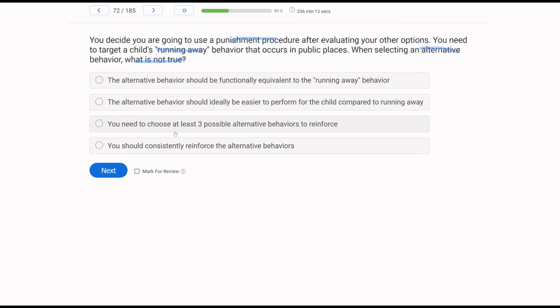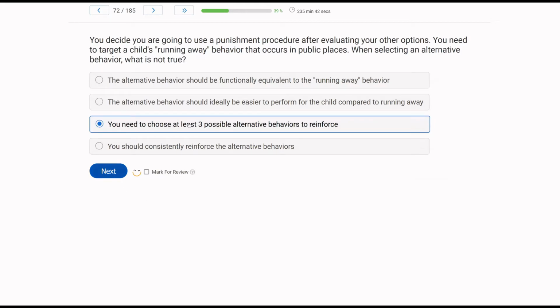C, you need to choose at least 3 possible alternative behaviors to reinforce. That is not true. Especially in the beginning, if it's very challenging, you might only want to focus on one behavior to reinforce very strongly. So C is not true. D, you should consistently reinforce the alternative behaviors. That is true. So the one that is not true, given our 4 choices, is C. You need to choose at least 3 possible alternative behaviors to reinforce.